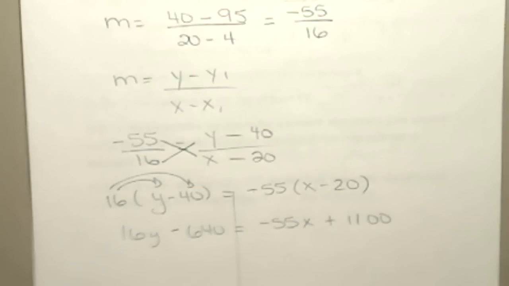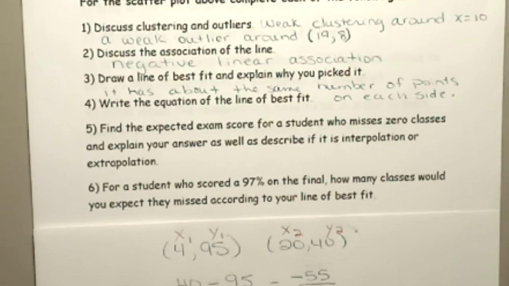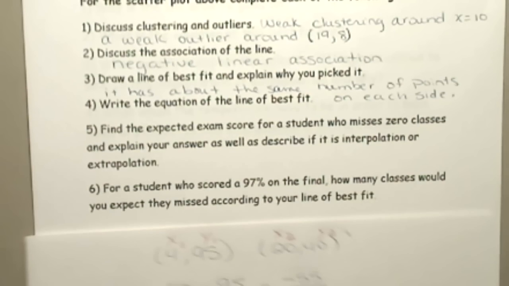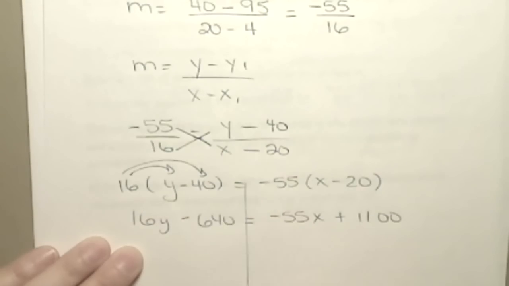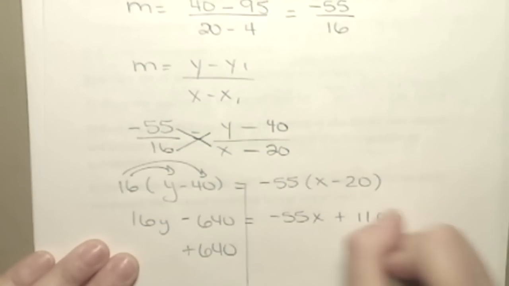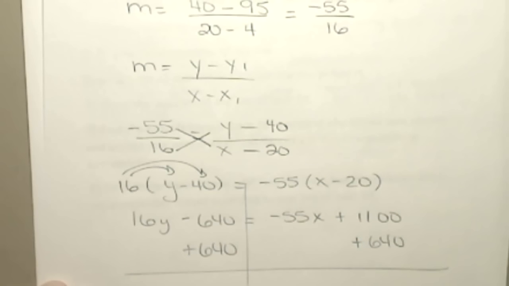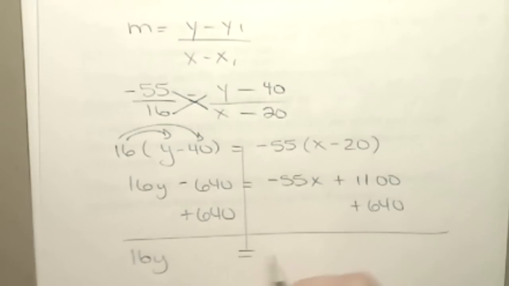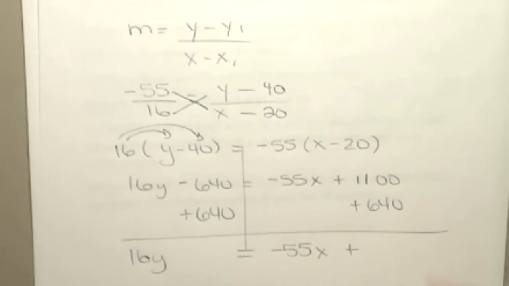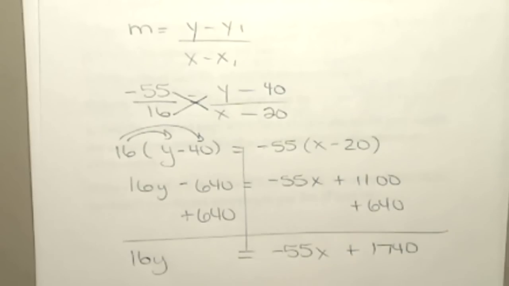Now, at this point, after I cross-multiplied and distributed, I have to make a choice if I'm going to write the line in standard form or in slope-intercept form. If I look at the next questions, I'm going to be using it to calculate points. So I think I'll just go ahead and write the line in slope-intercept form, which means I'm going to solve it for y. So I'm going to add 640 to each side. Nice thing about this, again, no fractions until the very end. Negative 55x plus 1100 plus 640 is 1740.